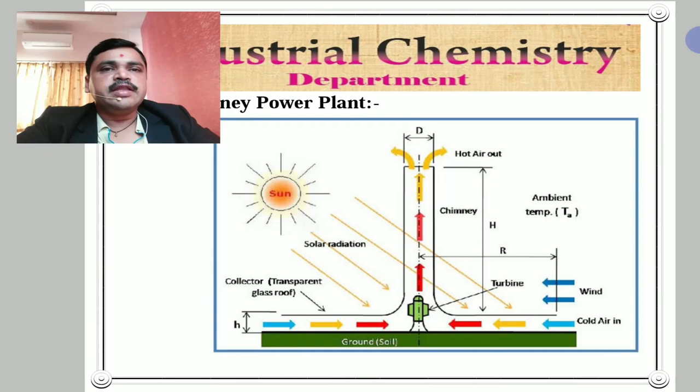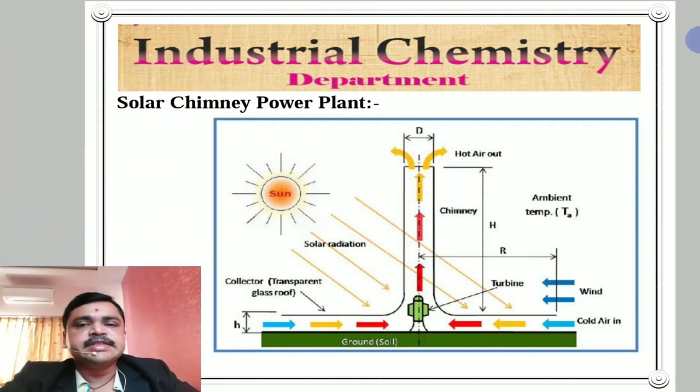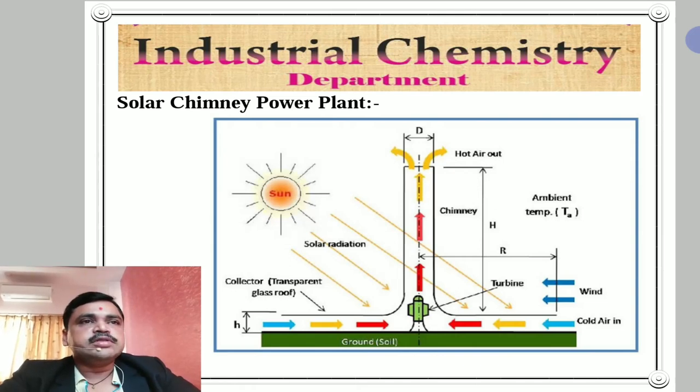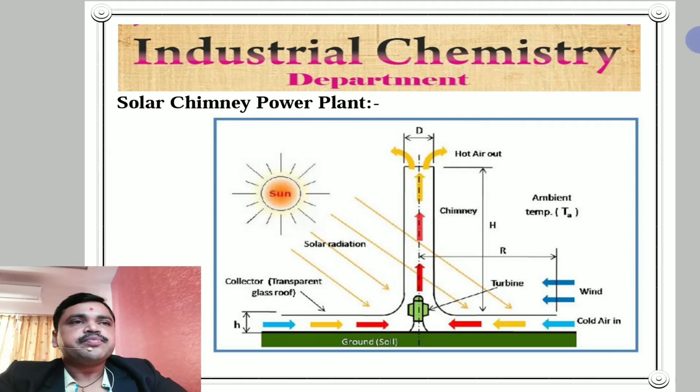Now, in this type of power generating system, we have one more instrument, the solar chimney power plant. In a solar chimney power plant, a tall central chimney is surrounded at its base by a circular greenhouse. You can see the figure. This greenhouse consists of a transparent cover supported a few meters above the ground by a metal frame.